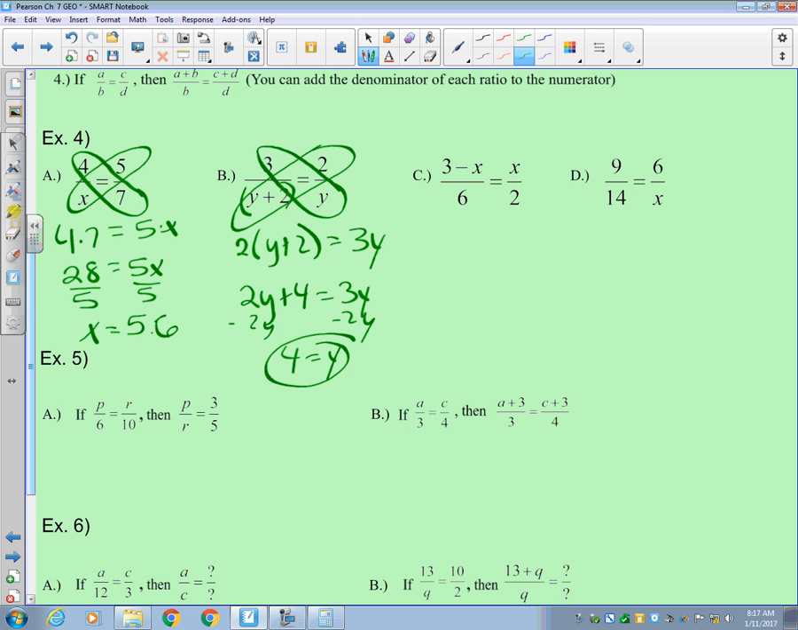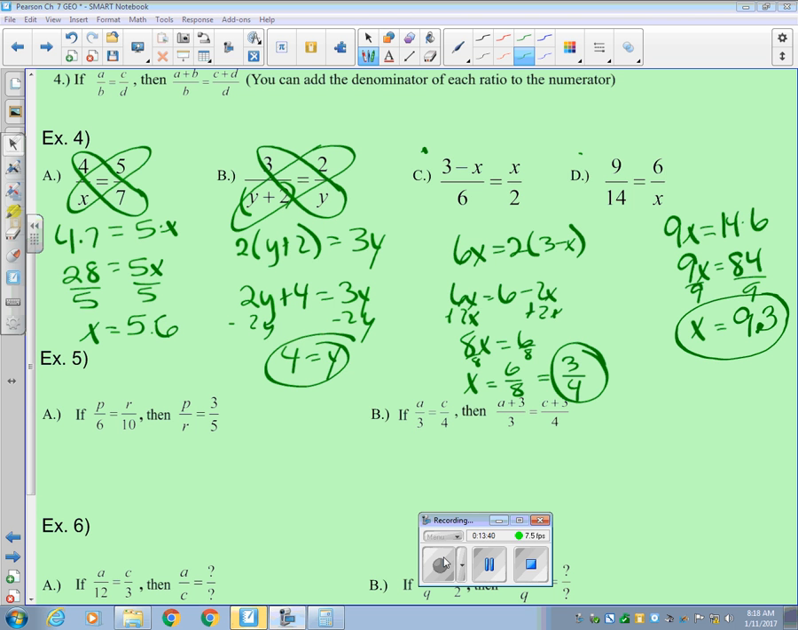Okay, so I want you guys to take a moment and try C and D on your own. Go ahead and pause the video. Unpause when you have your answer. All right, so check your answer. Did you get x equals 3/4 for C? And x equals 9.3 for D? Pause the video if you need to write down the work that goes with it.